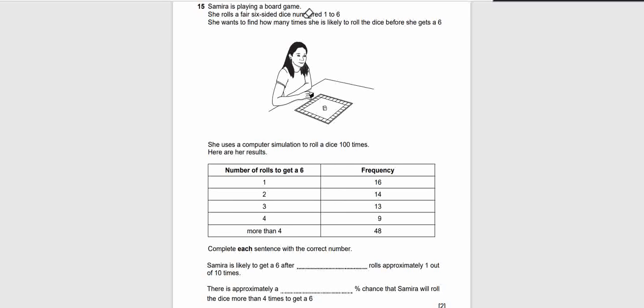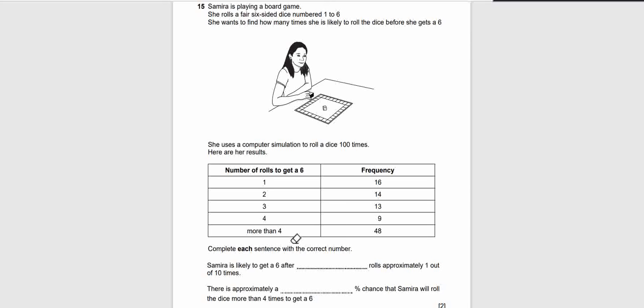Okay, here we go. Question 15. Samara is playing a board game. She rolls a fair 6-sided die, numbers 1 to 6. She wants to find out how many times she is likely to roll the dice before she gets a 6. She uses a computer simulation to roll a dice 100 times. Here are her results. So frequency totals up to 100 times. Number of rolls to get a 6 is 1. After 1 time she gets 6. After 2 times, after 3 times, after 4 times. More than 4 rolls, she gets 6 is 48 times.